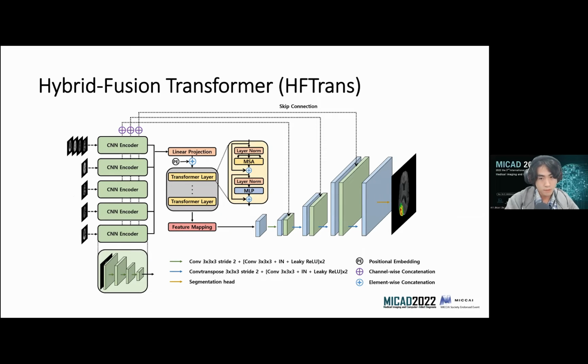The overview of the hybrid fusion transformer for 3D medical image segmentation is here. It is the case for four MRI sequences, and the CNN encoders could be changed flexibly depending on the number of MRI sequences. Our network could be divided into 3 parts.